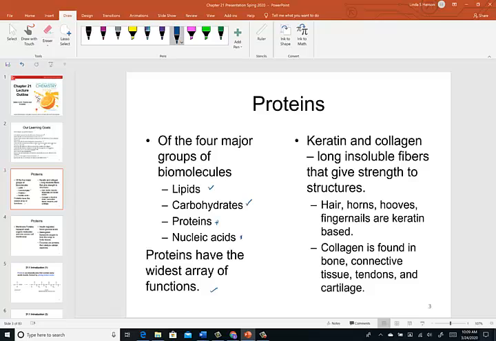Remember, lipids had a wide variety of structures. Proteins have a huge, just an overwhelmingly large number of functions. For example, one category of proteins are the keratin and collagen molecules. These are long, insoluble fibers that give strength. Think of your hair, horns, hooves, fingernails. These are all keratin molecules. Collagen is found in bone, connective tissue, tendons, and cartilage. So insoluble fiber, you can see these molecules give strength to these structures.